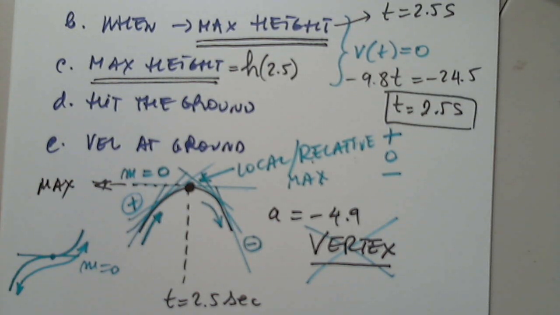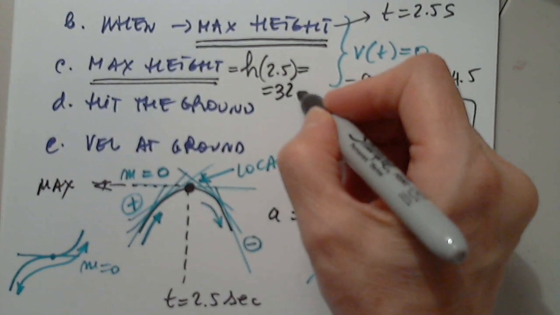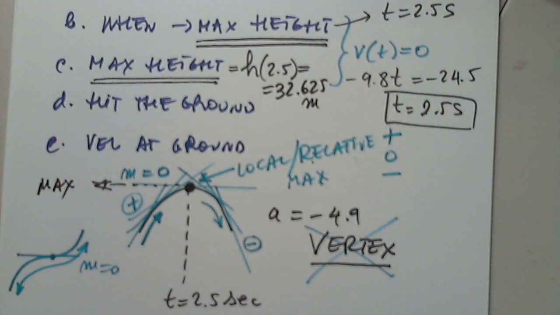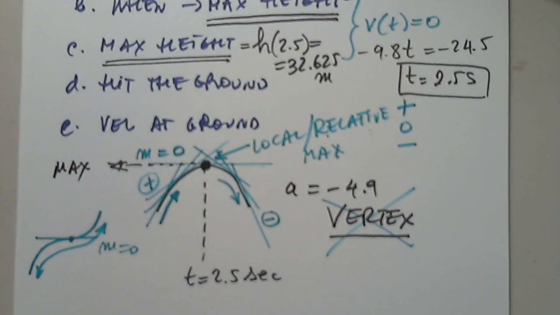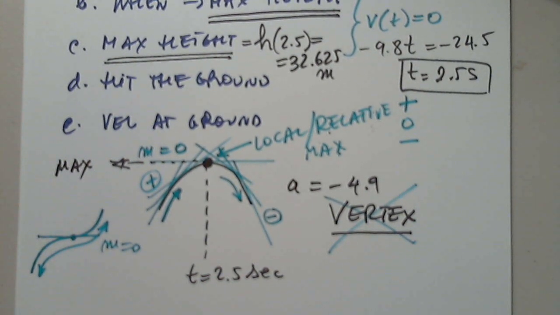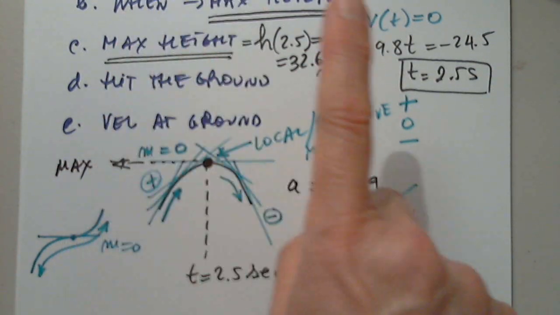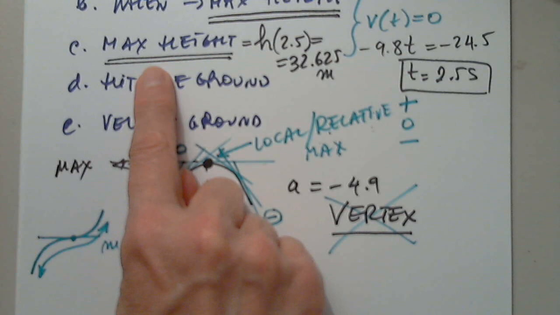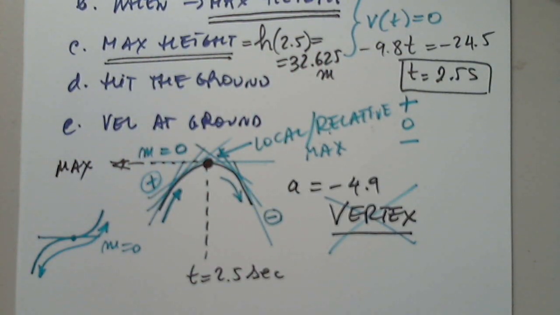So I get 32.625. This is 32.625, and this is meters. Again, this will be a huge application in the next chapter, in which we're going to analyze the derivatives, first and second, and learn information about the function. So all we have to do is set the velocity equal to 0 to get the time, but when we are asked to find the maximum height, we have to plug it back in the function.